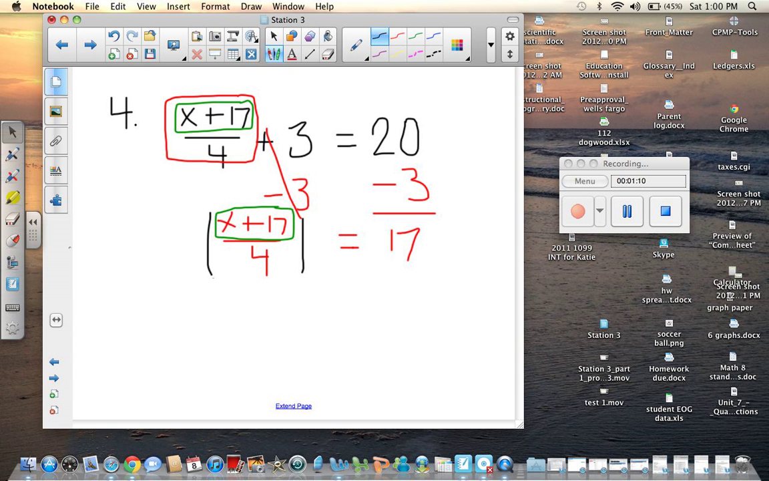So since x plus 17 is divided by 4, I'm going to multiply each side by 4 to cancel out the 4's on the left side. So on this left side, we're left with x plus 17 because 4 divided by 4 is equal to 1. So we have 1x plus 17. And then on this right side, when you take 17 and multiply it by 4, you get 68.